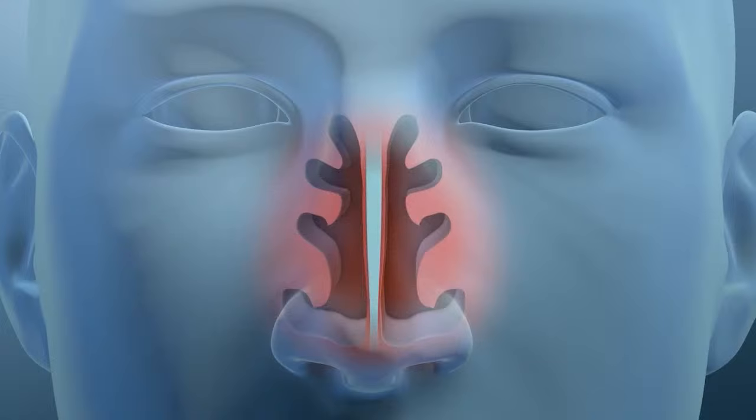The turbinates play a crucial role in filtering and warming the air. As air passes over the turbinates, it is cleaned by the mucus and warmed by the blood vessels within them. This process ensures that the air entering the lungs is at the right temperature and free of harmful particles.